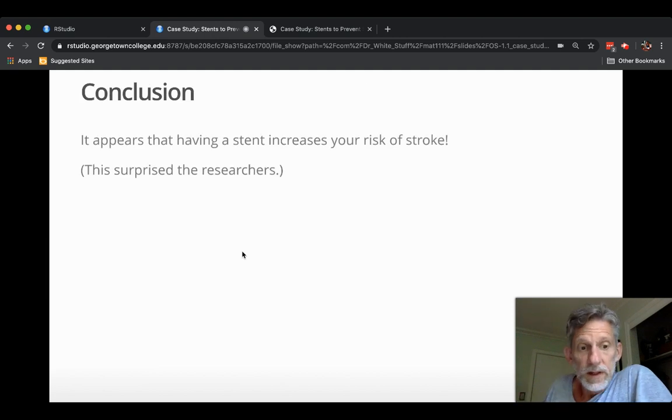The key thing I'm seeing here is the difference in those percentages. It really looks like having a stent increases your risk of stroke. 12% chance with no stent, 20% chance with a stent. It's an 8% difference. It's an almost double difference, 20, almost double at 12. So this was quite a surprise for the researchers.